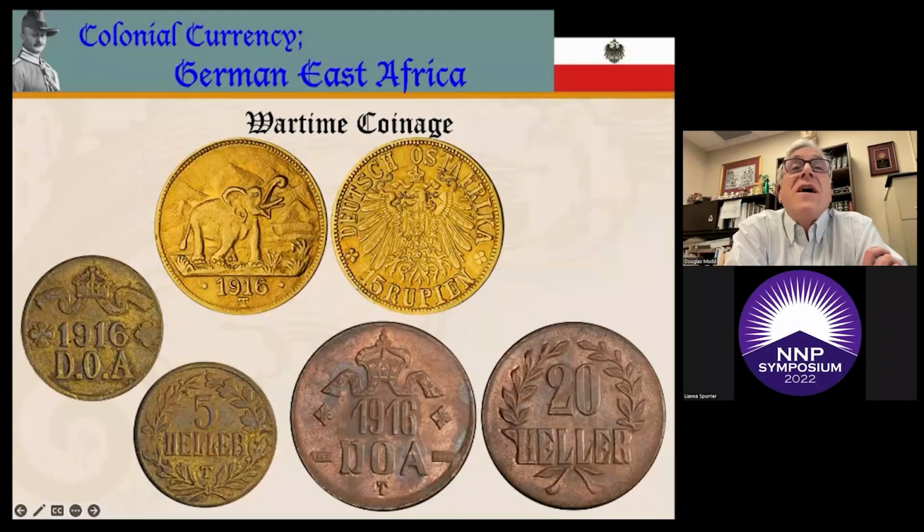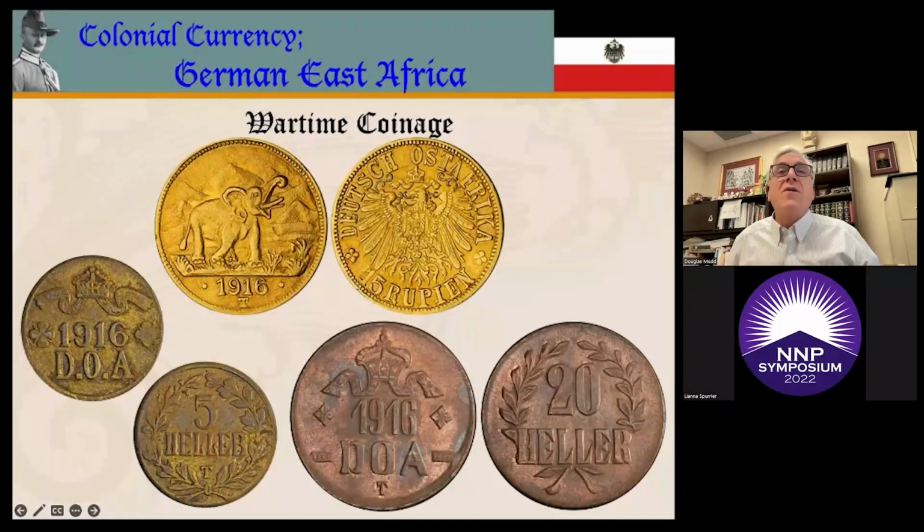The reverse has the value at center surrounded by 2 crossed laurel branches. 2 types of the brass provisional 5 Heller coins exist. 30,000 of the 5 Heller coins were struck, and the 20 Heller includes a total of 12 varieties, 6 of brass and 6 of bronze. A total of 300,000 brass and 1,600,000 copper 20 Heller pieces were produced before the Tabora Mint fell to the invading Belgian army.